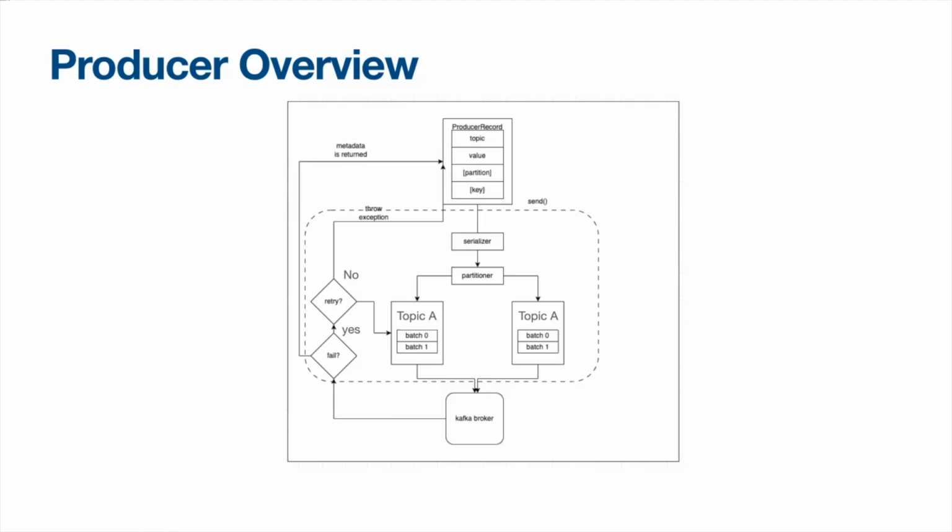Now let's jump into this diagram. You can see that the producer record object will contain topic, value, partition, and key, whereas topic and value are mandatory fields, and partition and key are optional fields that you can send from your producer client. Topic is the name of your topic, and value is the message that you'll be writing inside this topic.